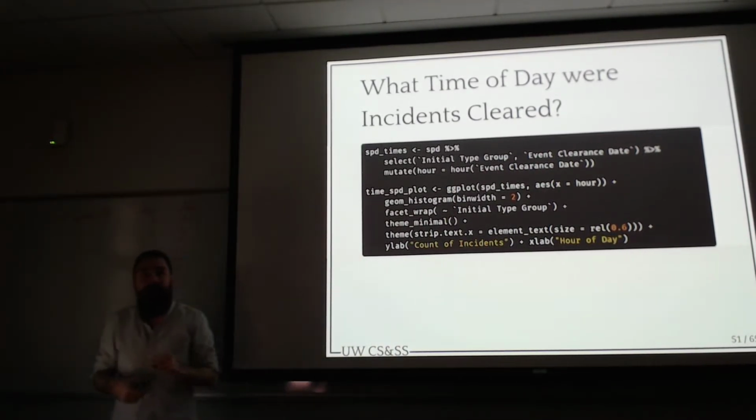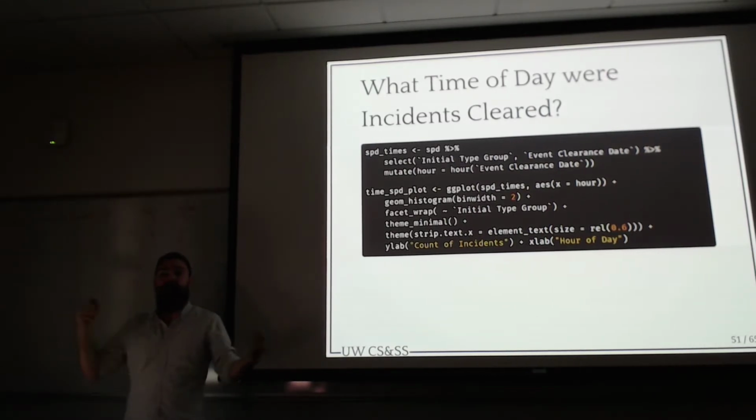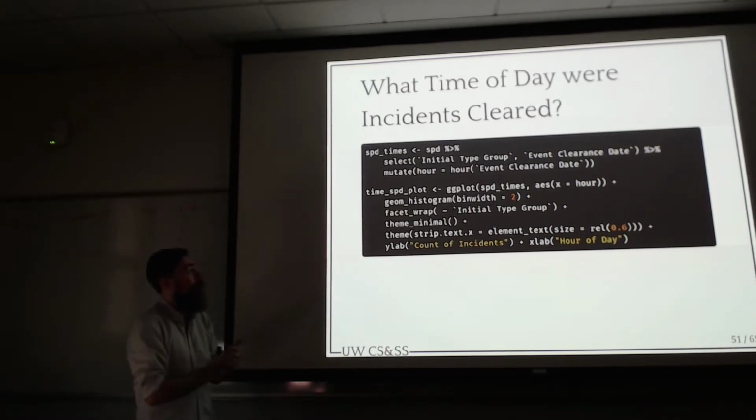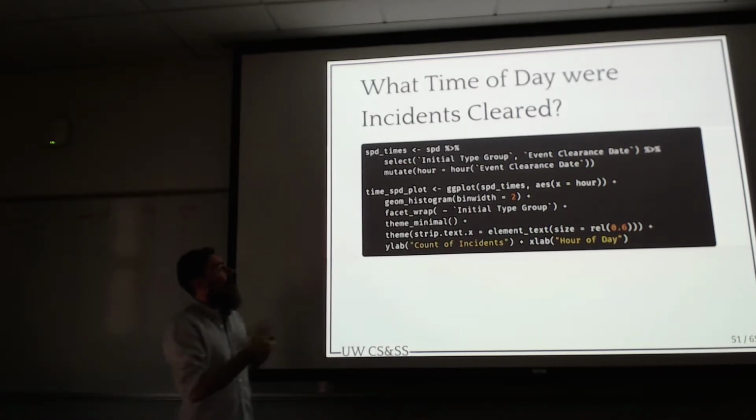So it's taking all of that date time with the minutes, the seconds, all that kind of stuff. It's just converting it to a numeric hour of the day. So from 0 to 24, or 0 to 23. Okay, now I'm going to plot it.